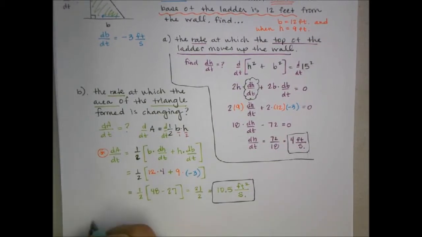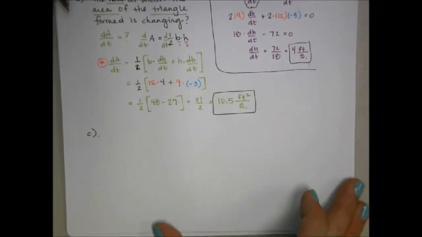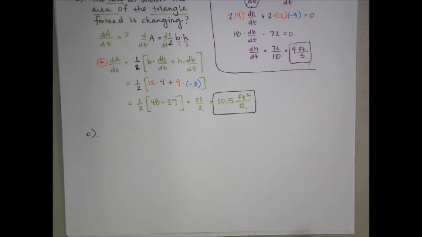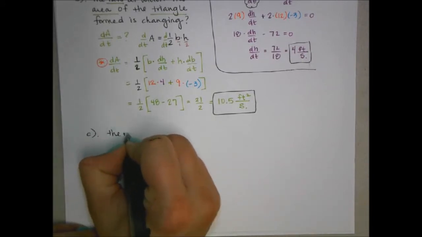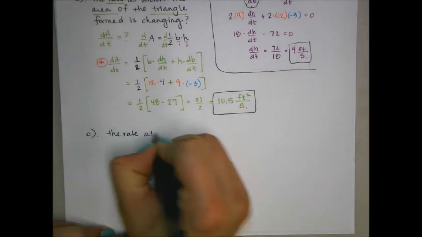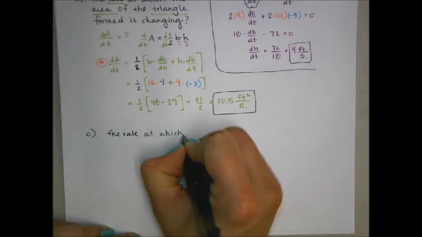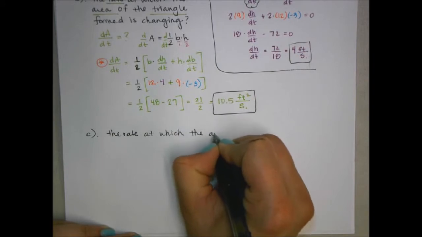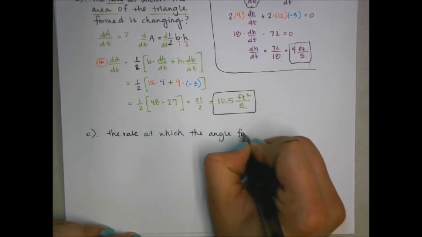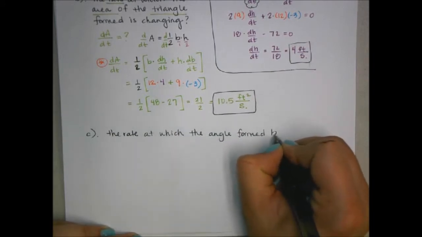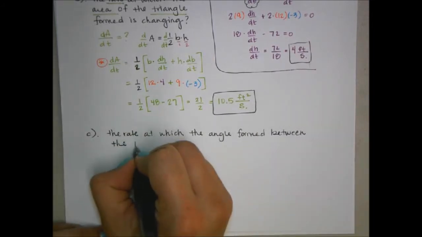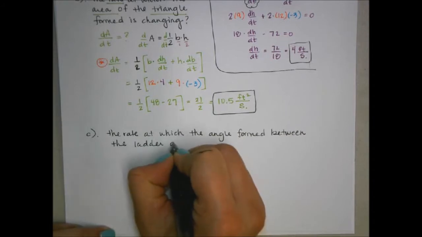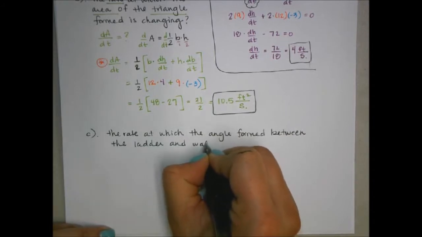Okay, and then we'll do one more part here, part C of this problem. So this one is going to ask us to find the rate at which the angle formed between the ladder and wall is changing.